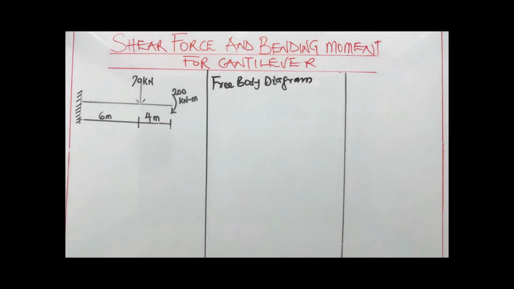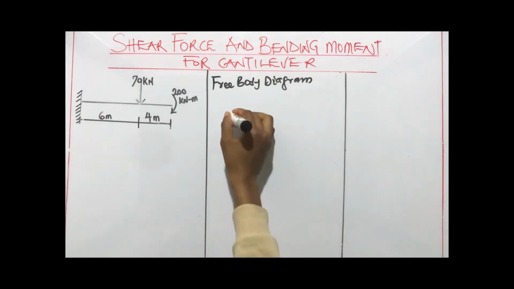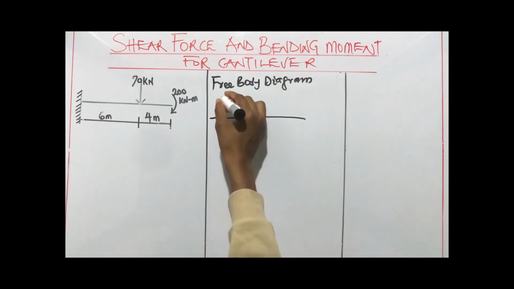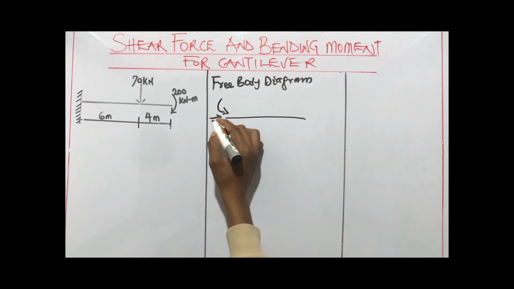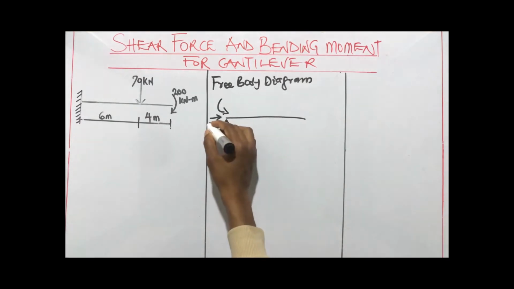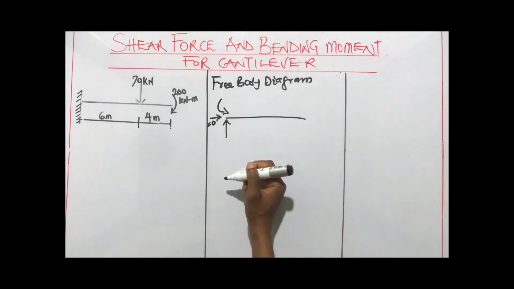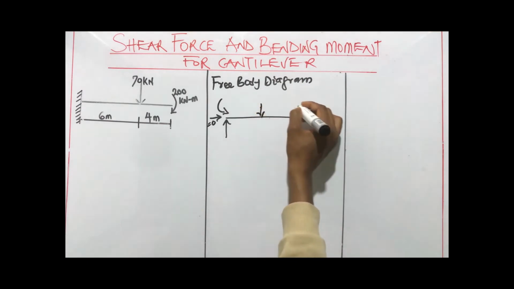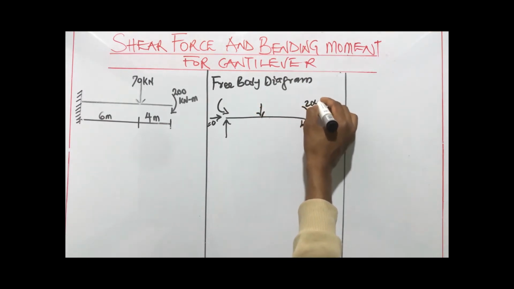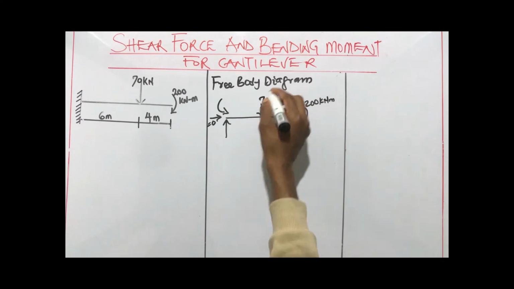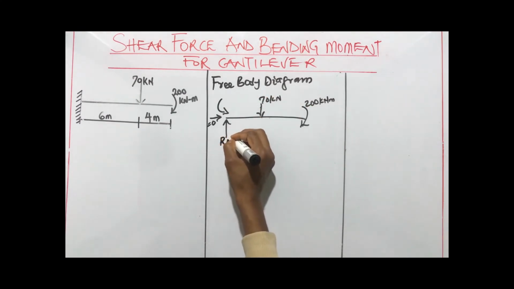We know that the cantilever, which is a fixed support, has three reactions: the vertical, the horizontal, and the moment. The horizontal will not be needed here because there is no other horizontal force in this beam, so this horizontal force is equal to 0, and there's no point adding it. We're left with the vertical force and the moment acting about this point, and then the 70 kilonewton force, and the moment of 200 kilonewton meter.